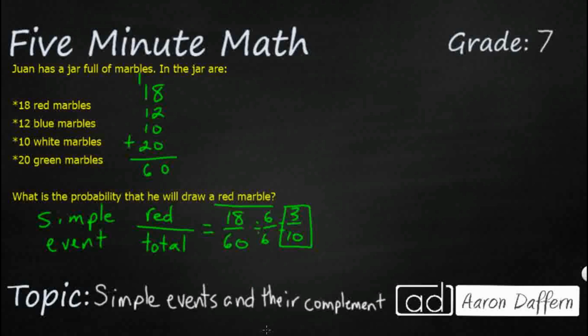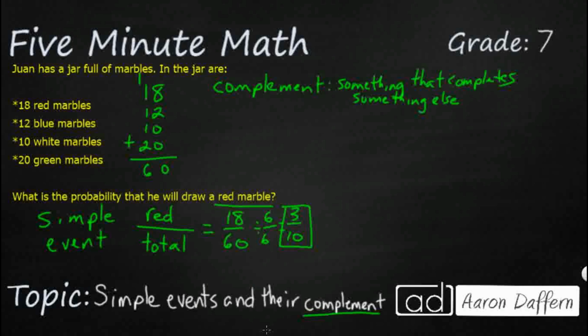Now, what is the complement? We need to differentiate these two words because there are two different types of complement. In probability, a complement is something, in this case a probability, that completes or satisfies something else. And so the complement is going to be: what is the probability that he will not draw a red marble? That would be our complement.